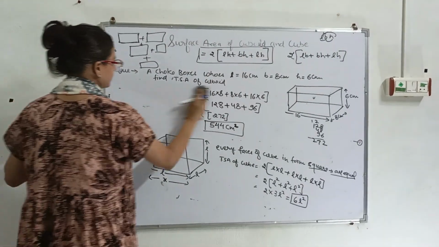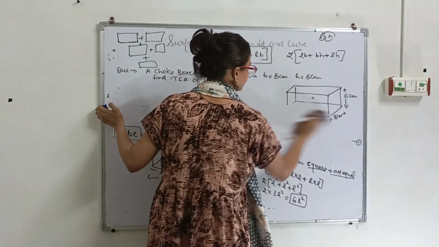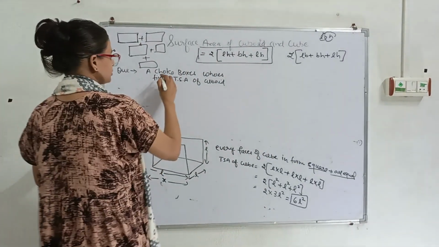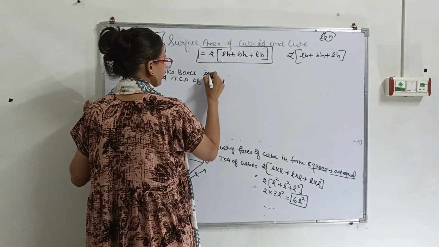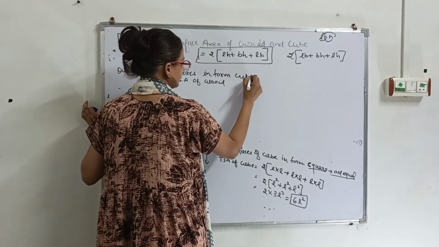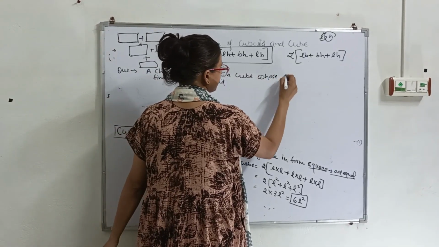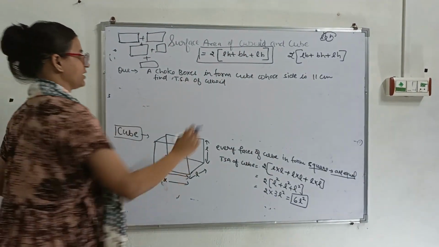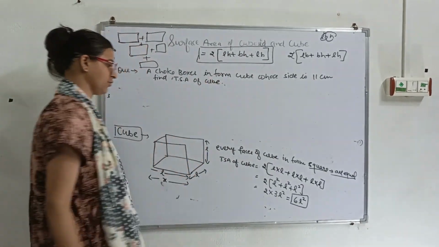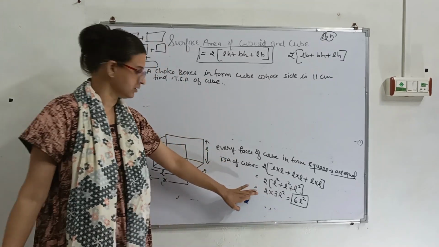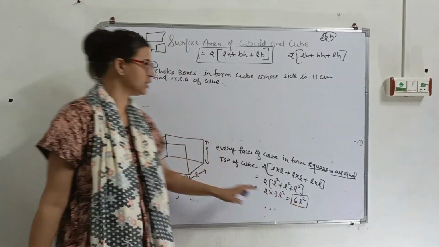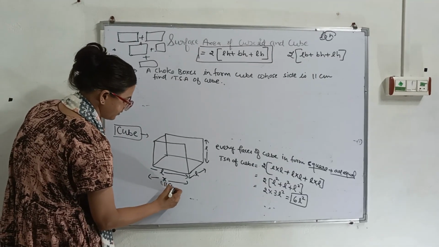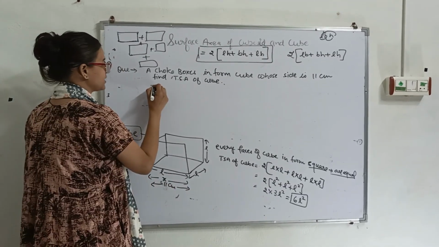Suppose the question gives a chalk box in the form of a cube, whose side is 11 centimeter. Find the total surface area of the cube. We already described this formula, 6L square. Okay, so L is what? L is the side of the cube. The question gives L as 11 centimeter.